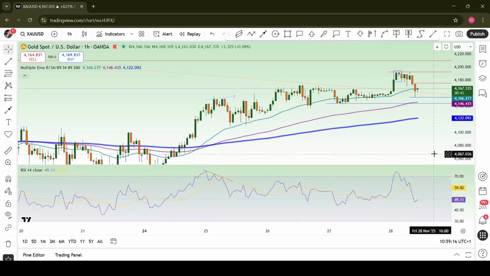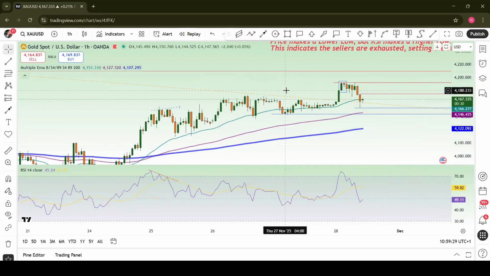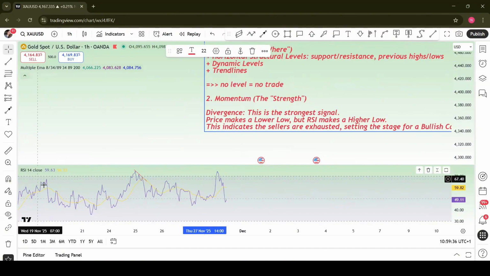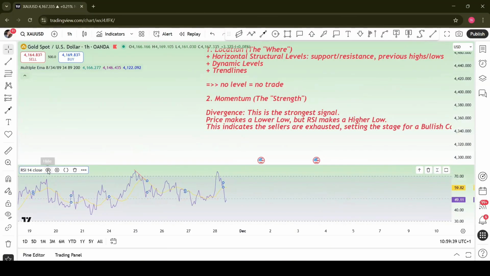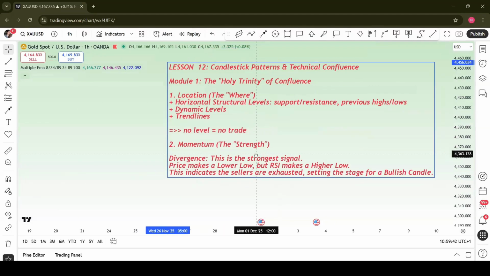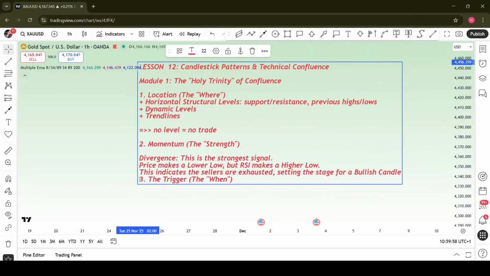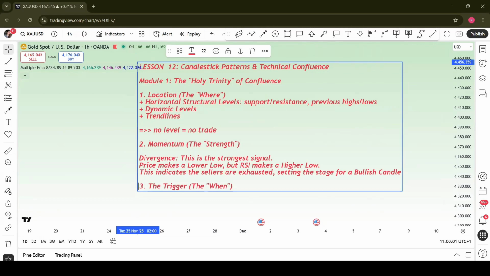Okay, and that is how we can use the RSI confluence with other candlestick patterns to identify the market trend that's going to happen in the near future. All right, let's come back to the theory of today's lesson. The third factor is the trigger. That's just when it's going to happen.